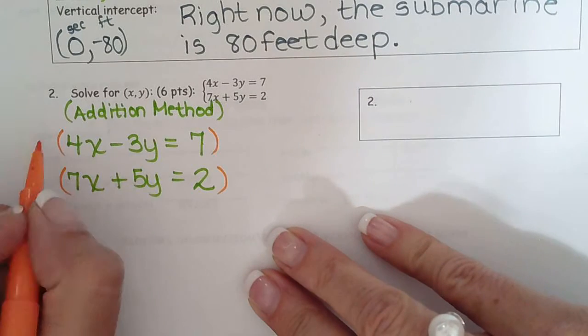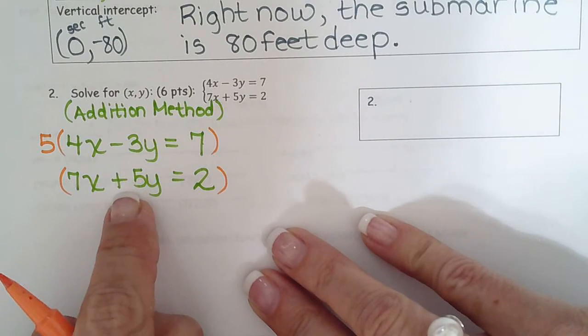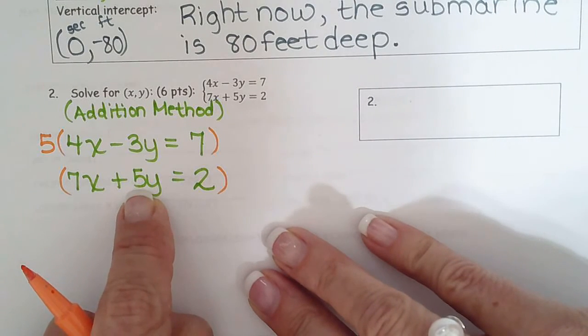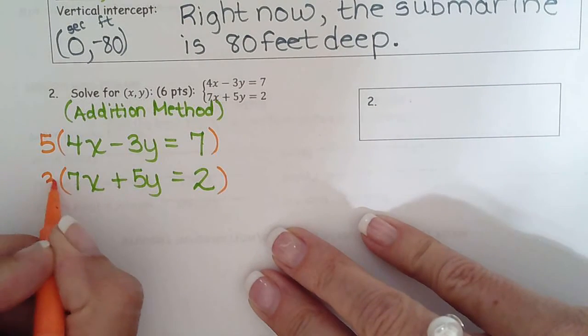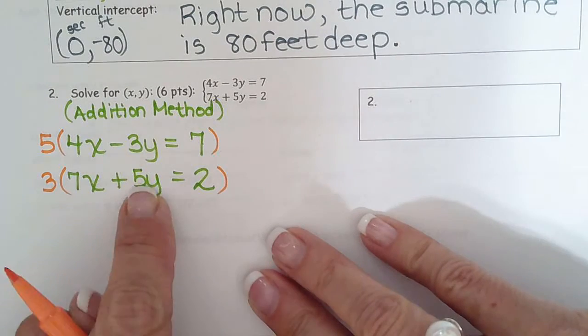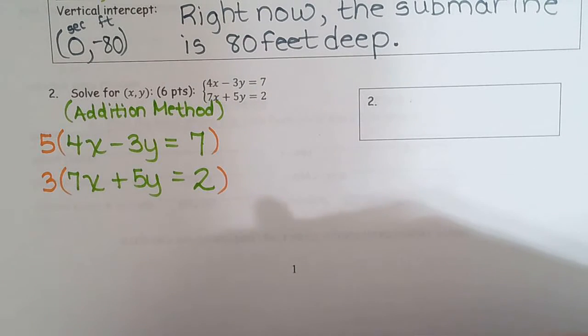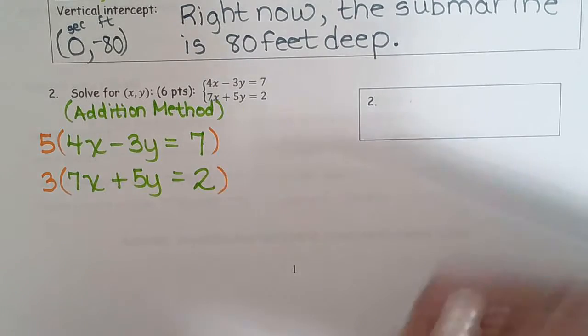So what do I multiply it by? 5. I need this to be positive 15. So what do I multiply it by? 3. So that's going to be negative 15y. This is going to be positive 15y. And that's the whole idea of the addition method, is make one of the variables opposites.